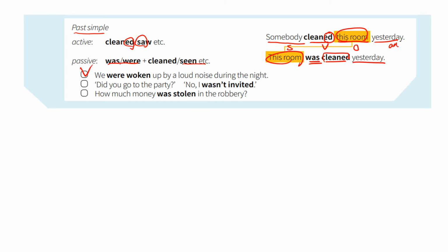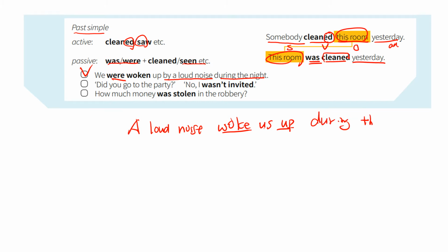So let's practice a passive sentence, past to passive, with the first one. We were woken up by a loud noise during the night. So by a loud noise will be the agent. So you can say a loud noise, and then the verb is wake. So this is past: woke us up. And then during the night. So look at this. A loud noise is the subject, woke up is the verb, and us is going to be the object. So this object becomes the subject of the passive sentence.